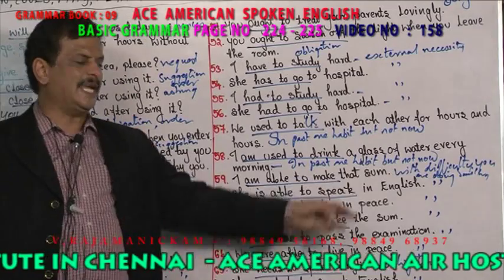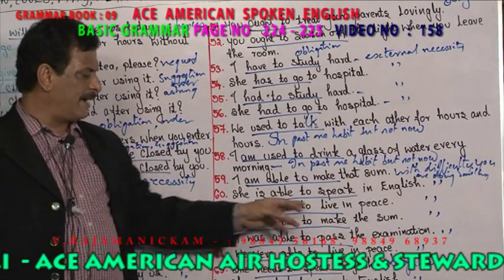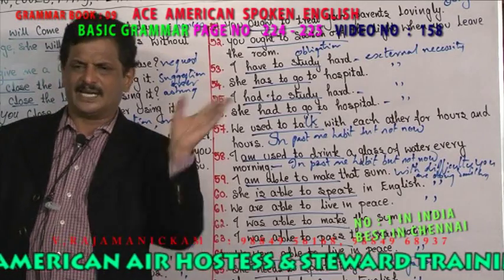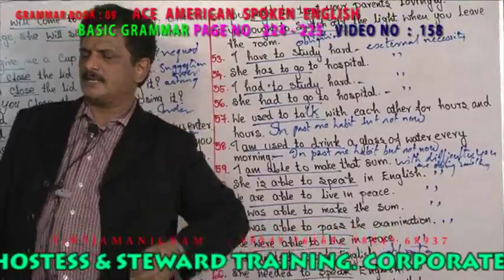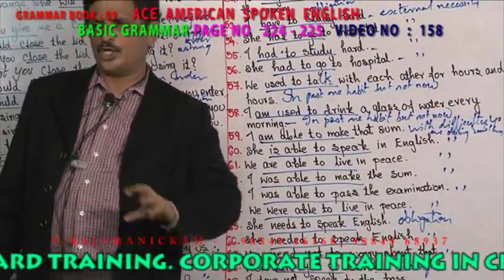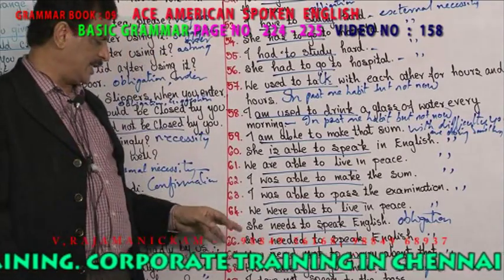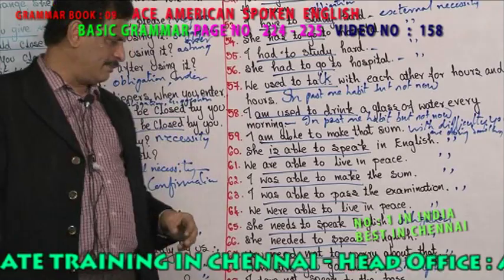She is able to speak in English என்றால் என்ன? கஷ்டப்பட்டு திணறி எப்படி பேசி விடுகிறார். We are able to live in peace என்றால் என்ன? கஷ்டப்பட்டு நாங்கள் அமைதியாக வாழ்கிறோம். I was able to make the sum. எப்படியே கஷ்டப்பட்டு அந்த sum-ஐ முடித்து விட்டேன். I was able to pass the examination. கஷ்டப்பட்டு பரீட்சையிலே பாஸ் ஆகிவிட்டேன். We were able to live in peace. நாங்கள் அமைதியாக வாழ எங்களால் முடிந்தது.